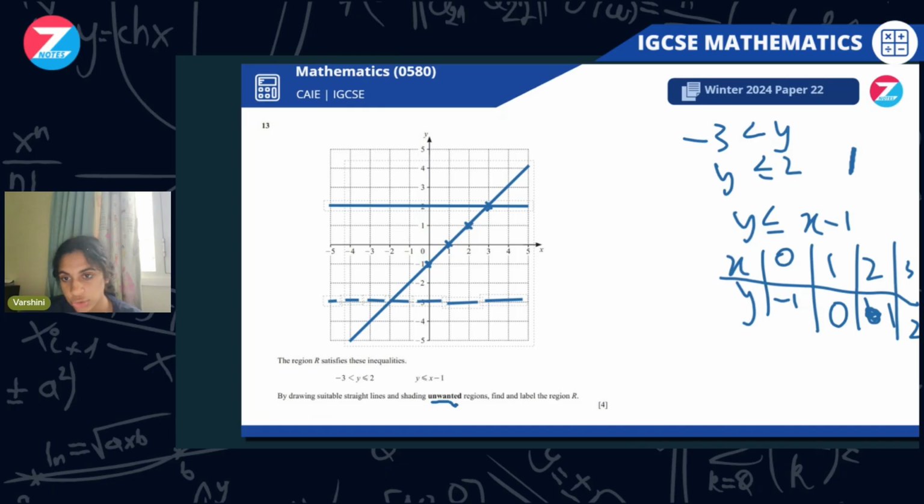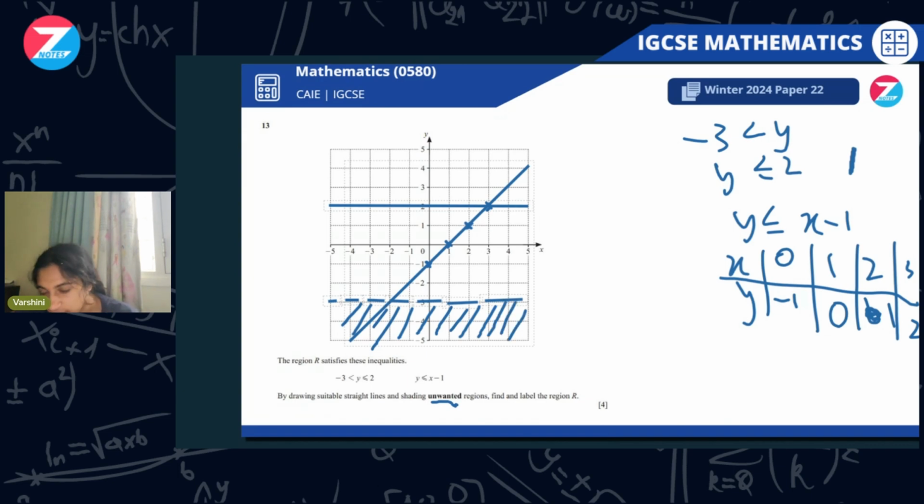So we're going to shade what we don't want. We don't want y to be smaller than minus 3, so we're just going to shade this. And make sure your shading is legible and not too untidy, and use a ruler to shade if you want.